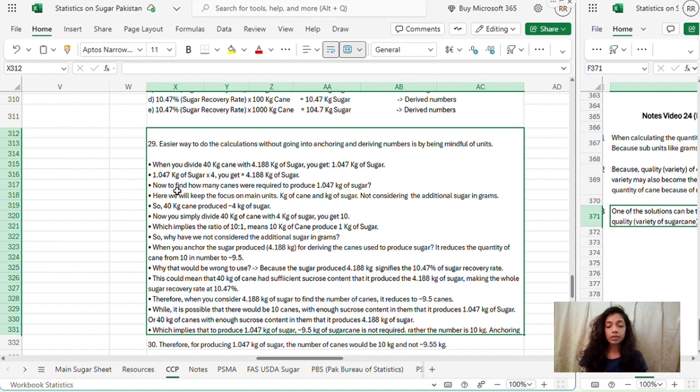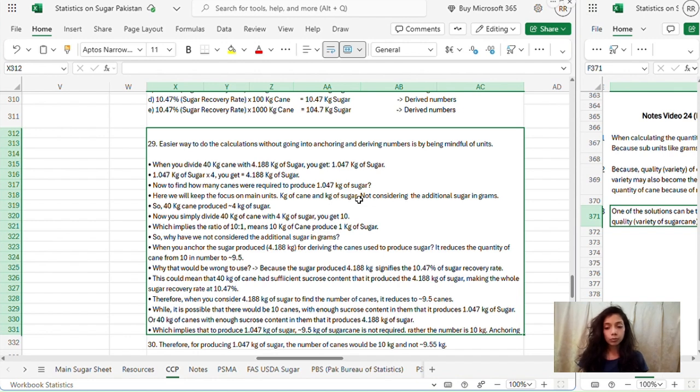Let's say 1.047 kgs of sugar, when you multiply by 4, you get 4.188. We did the reverse calculation, and it was correct. Now to find how many canes were required to produce 1.047 kgs of sugar, technically the sugar is 1 kg and an additional 47 grams. So we want to find out how many canes were required to produce this 1 kg and 47 grams of sugar. If we use the exact numbers, 1.047 instead of just 1 kg of sugar, we are going to get a different number of canes, because in mathematics the numbers are exact.